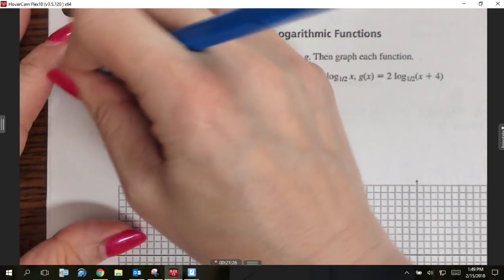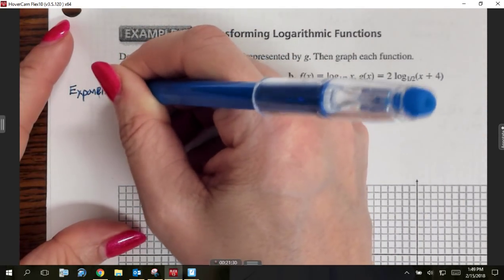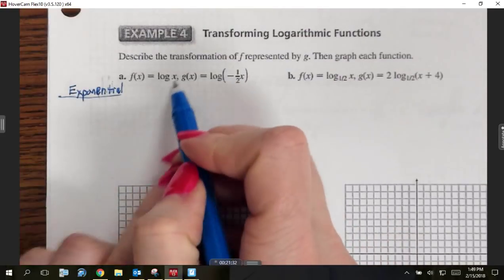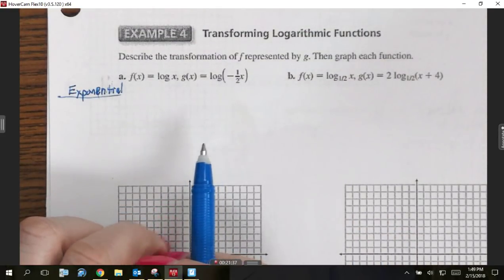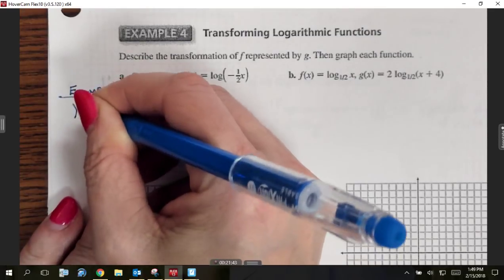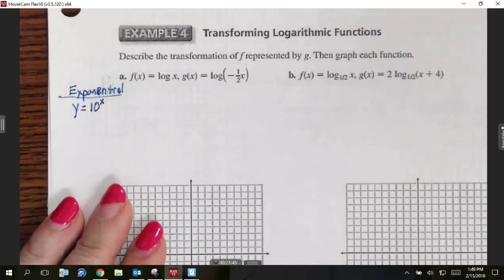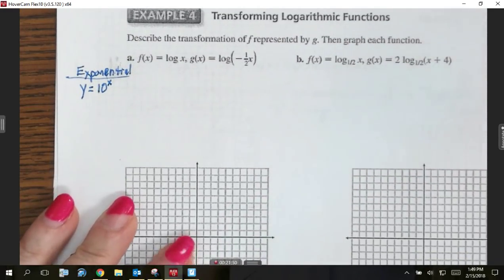I'm trying to write exponential. If you're writing good notes and you want to know what you did, exponential. There we go. What is the base of this log that just says log x? 10. It is the common log. It is the base of 10. So my inverse equation is y equals 10 to the x.